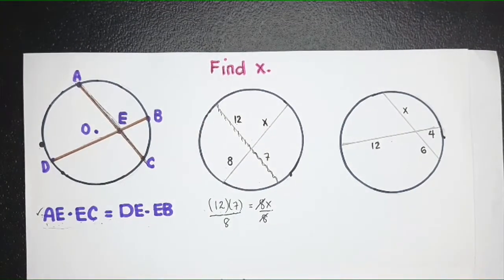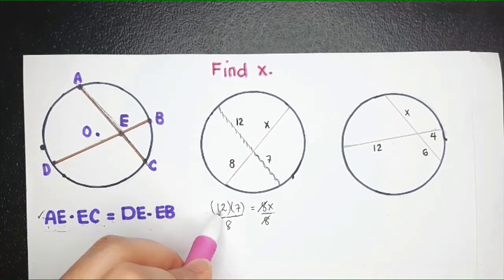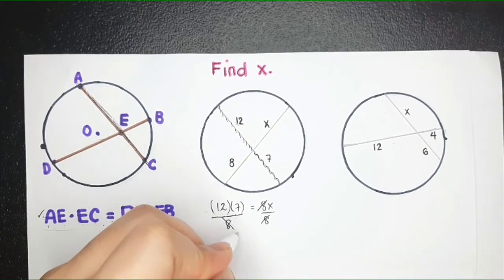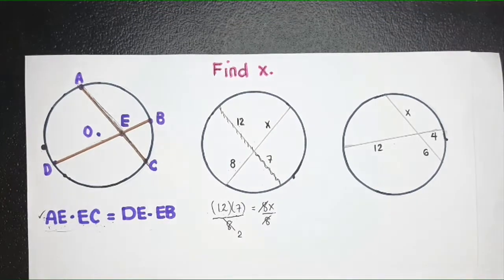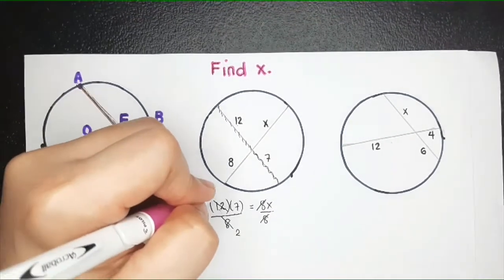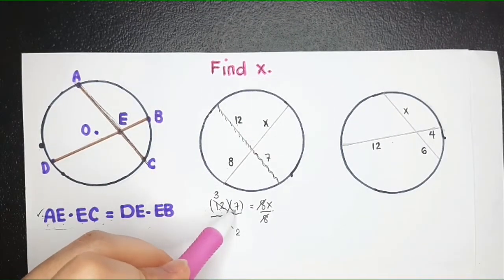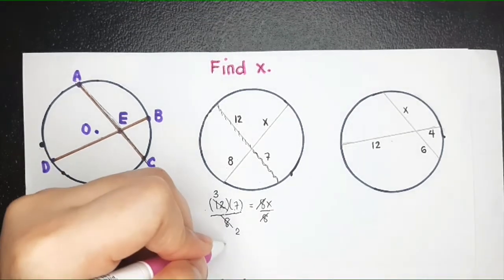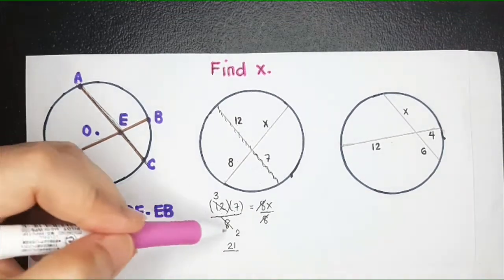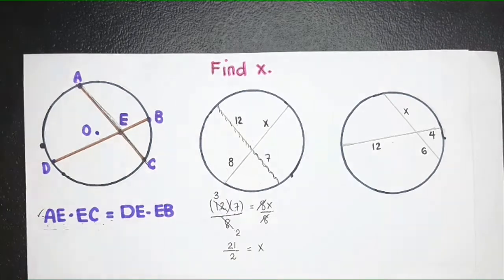So, bakit ganyan ang pinagawa ko sa inyo? Tingnan nyo to. Yung 8 at saka 12, may common factor, 4. Kapag tinanggal nyo yung 4 dito, magiging 2 na lang yan. Etong 12, pag tinanggal mo yung 4, magiging 3. So, you only have 3 times 7. What do you get? 21. So, you have 21 over, anong naiwan sa ilalim? 2. So, 2. Equals x.